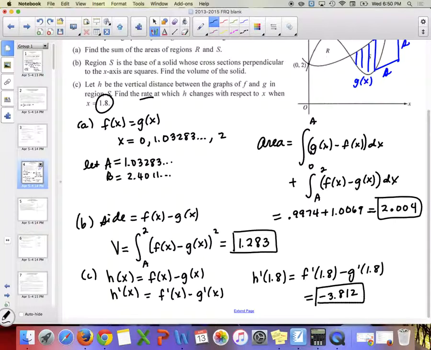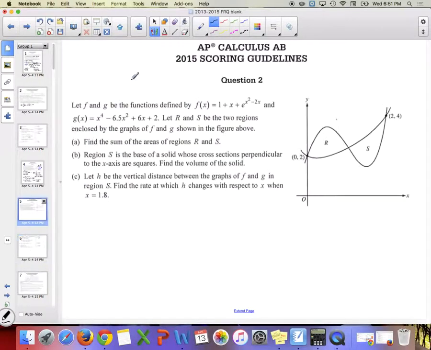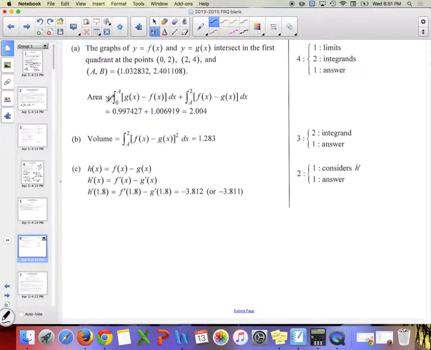Okay, so the last thing we'll look at is the scoring for question number 1. So the scoring, it says the graphs of f and g intersect in the first quadrant at the points (0, 2), (2, 4), and also (a, b). All right, did we actually need to list the points? We did not. Okay, so the area ends up being, so you get 1 point for your limits, 0 to a and a to 2. You get 2 points for the integrands, which are g of x minus f of x and f of x minus g of x. And you get 1 point for your answer, which is 2.004.